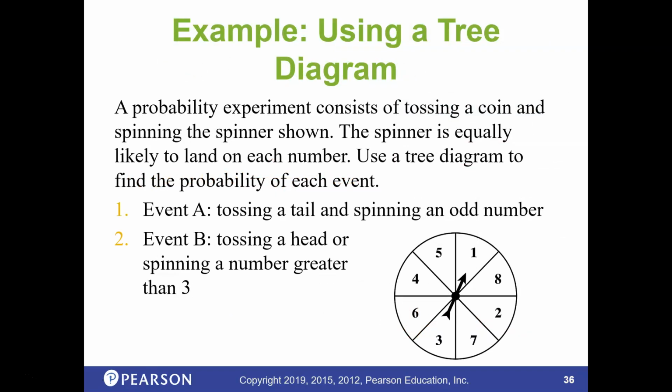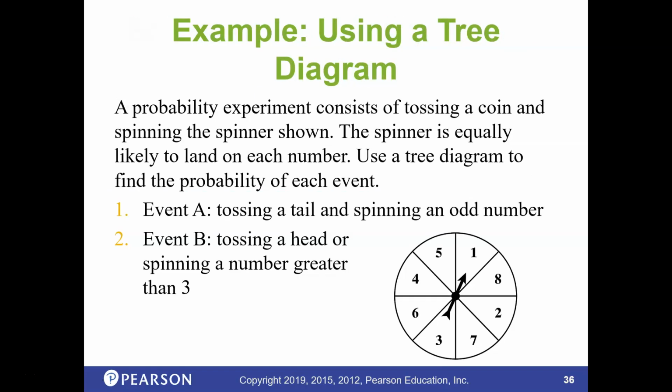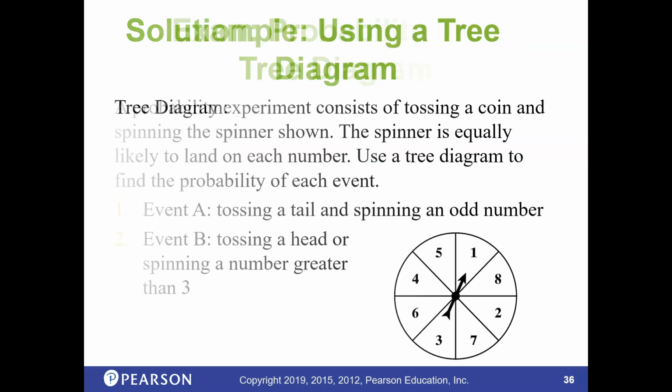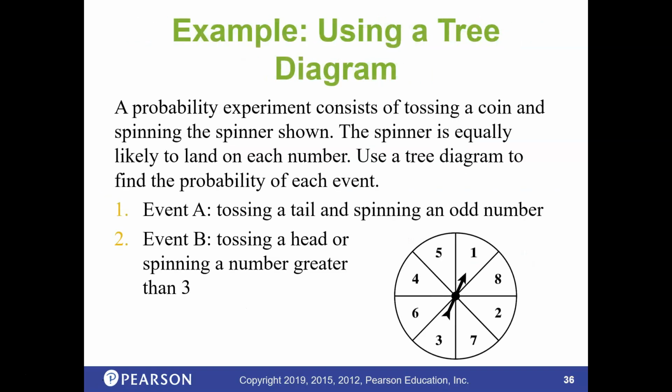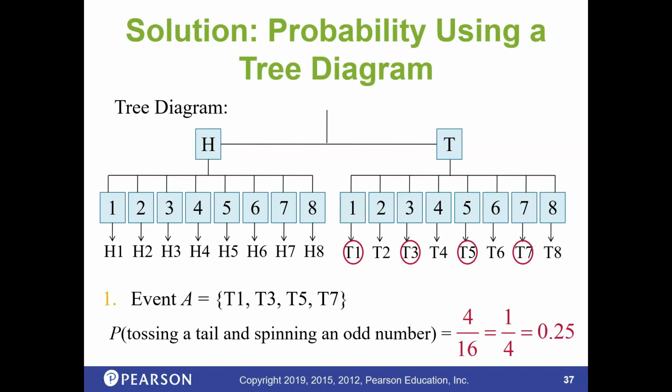Okay. Again, we can use a tree diagram to take a look at a sample space. Event A is tossing a tail and spinning an odd number. Event B is tossing a head or spinning a number greater than 3. So we want to be careful about the ands or the ors. So in event A, it was tails and an odd number, right? Tail and spinning an odd number. B is going to be tossing a head or spinning a number greater than 3. So let's see what that looks like.